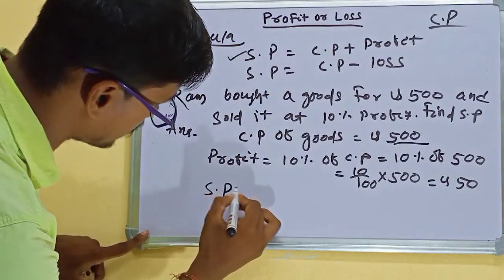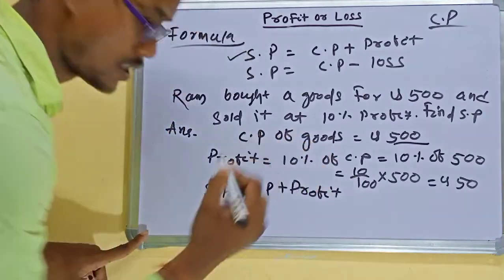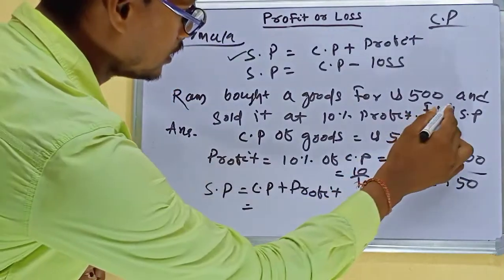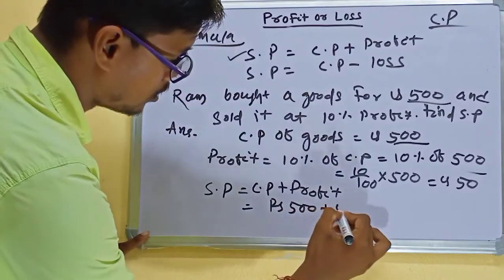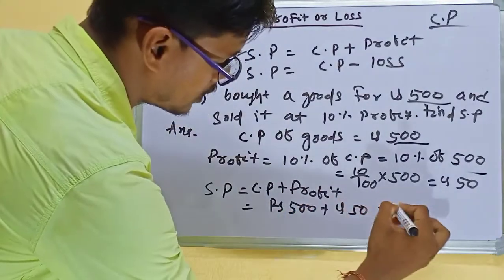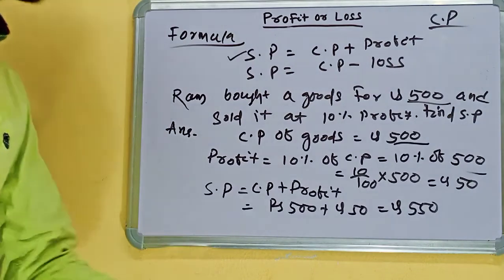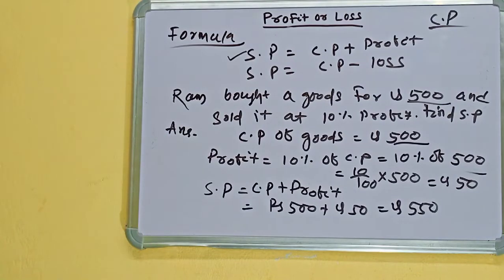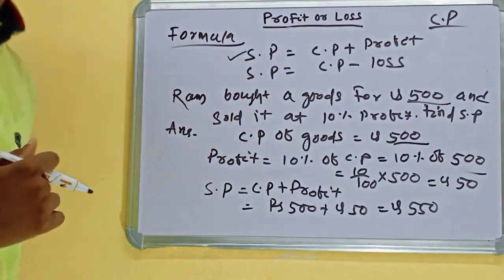Then SP is equal to CP plus profit. CP is equal to 500 plus profit is equal to rupees 50. Then SP is equal to rupees 550. In this way, we calculate the selling price of goods where the CP of goods and profit percentage are available.